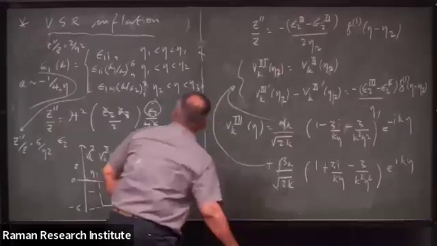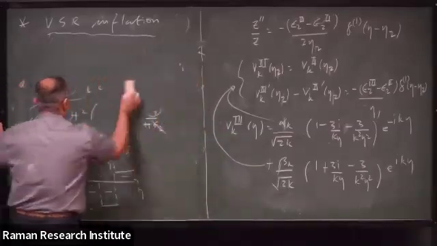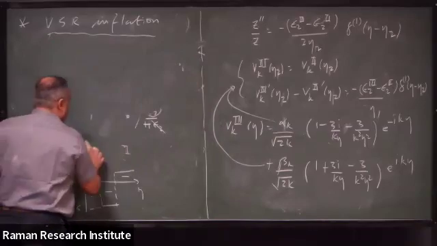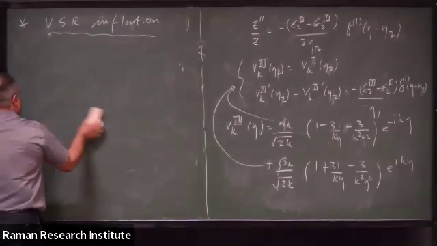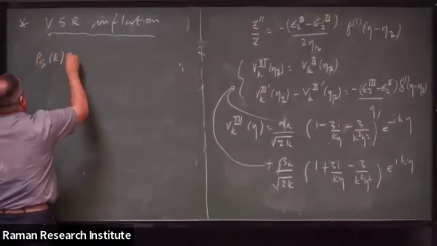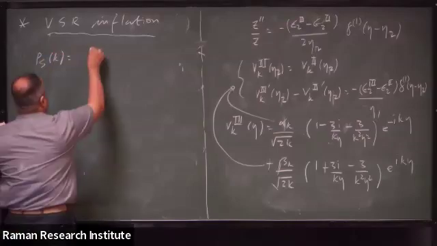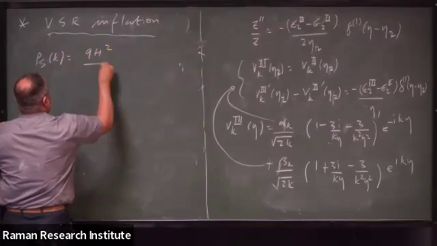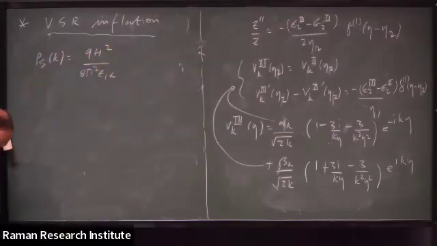Okay, the power spectrum at late times, I'm just going to write this. You have to work it out. And again, I'm just going to highlight the features of the power spectrum. So what is it? It happens to be P_S of k equals 9 H squared by 8 pi square epsilon 1 of A.